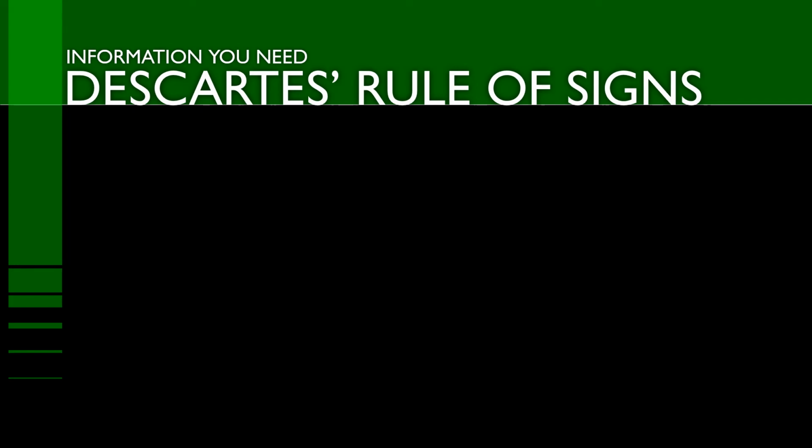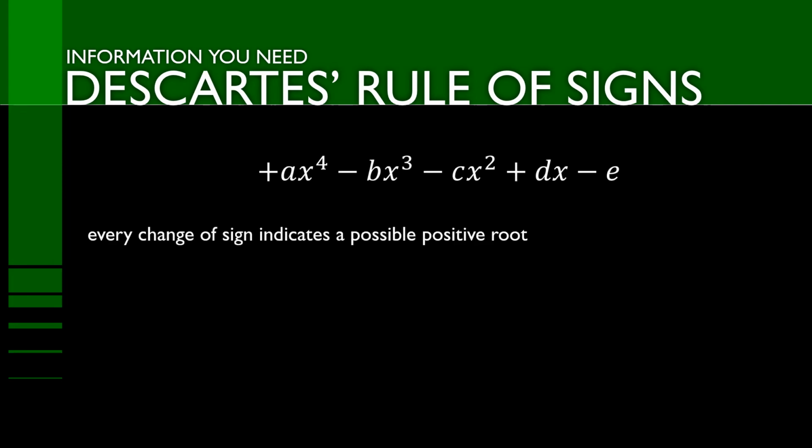The way that we accomplish this is we first look at what the sign changes are in our polynomial equation. So let's just say that we're given positive ax to the 4th minus bx cubed minus cx squared plus dx minus e.